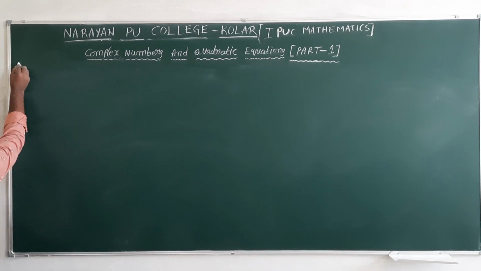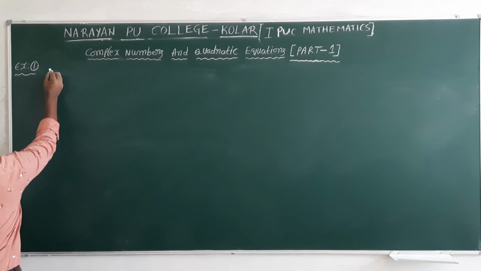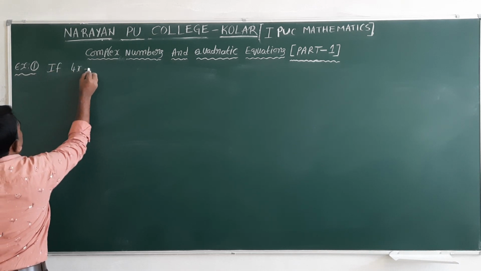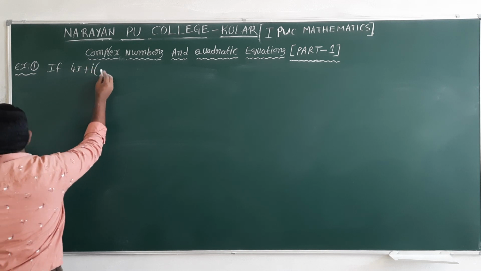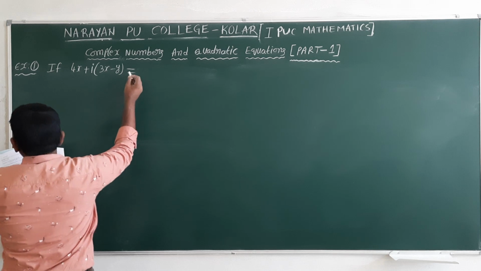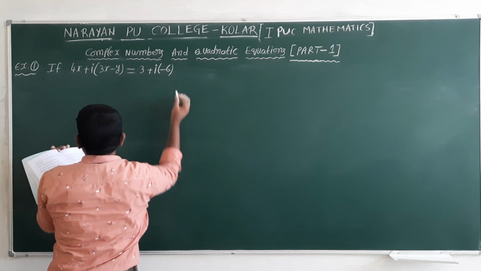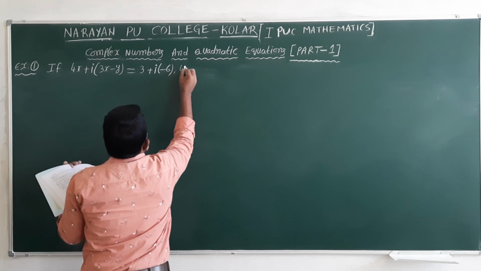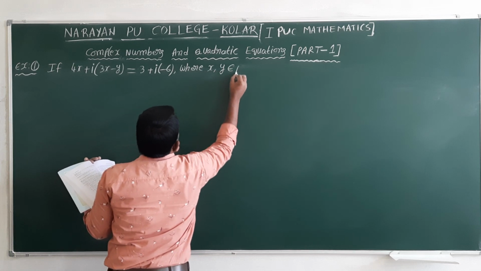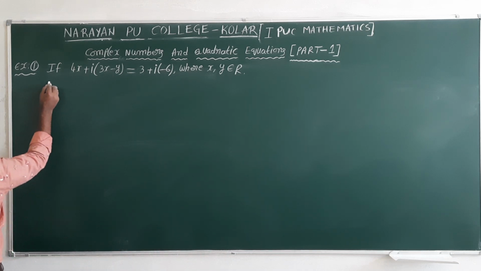Next, example 1. If 4x plus i into 3x minus y is equal to 3 plus i into minus 6, where x comma y belongs to R, then find the values of x and y.